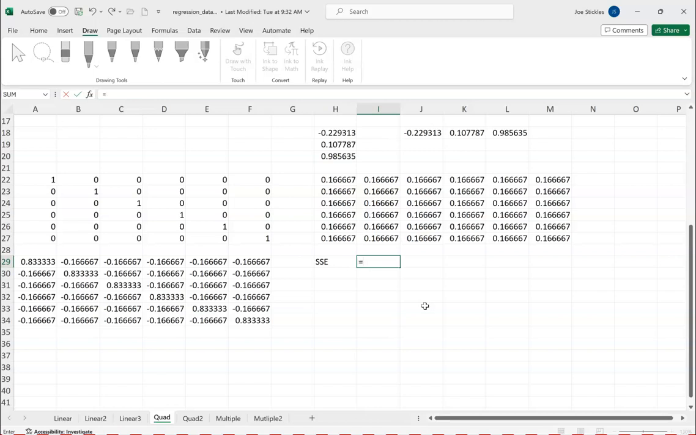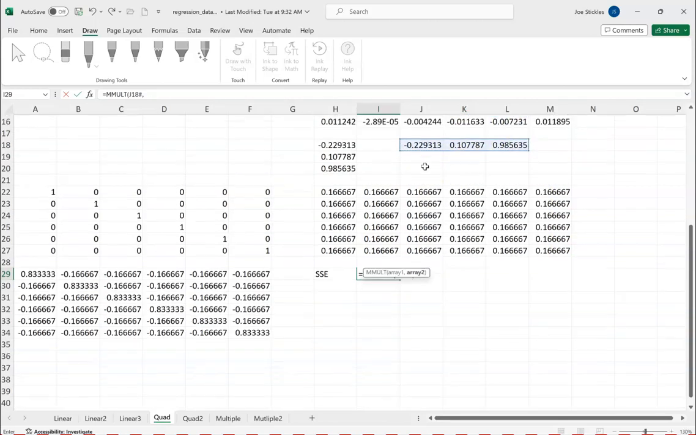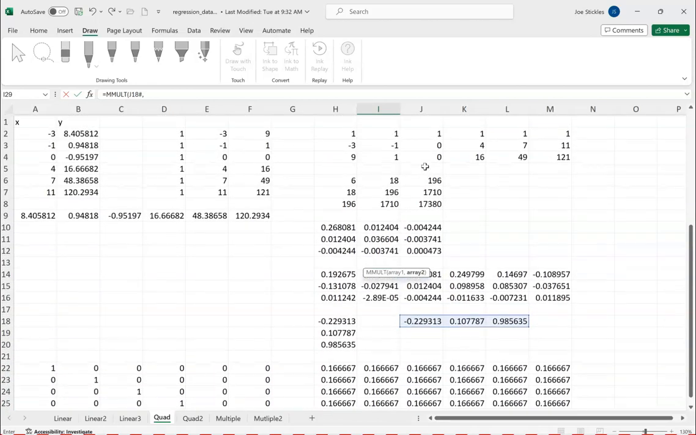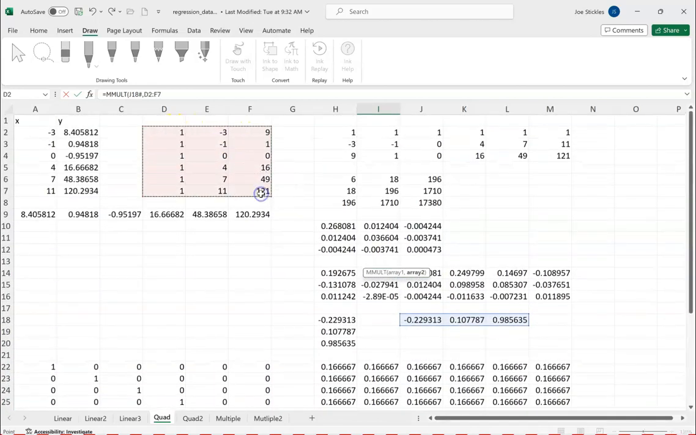So the first thing we'll do is we'll multiply. I need to do B transpose, which is here, with the X transpose, which is, I got to scroll up. That was this one, right? That's our X transpose.